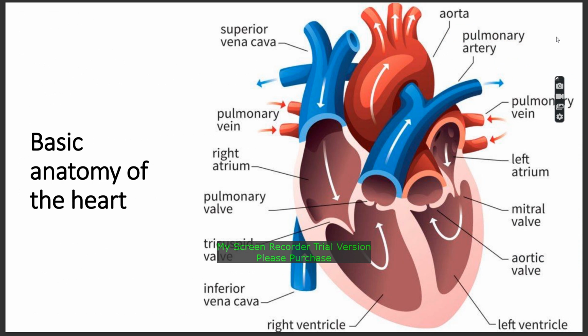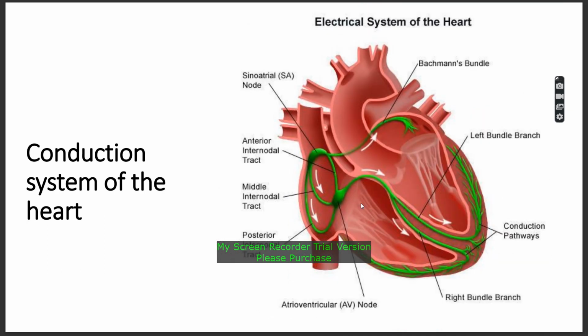So the basic anatomy of the heart, as you can see: this is the aorta, this is the superior vena cava, and this is the pulmonary artery. This is the pulmonary vein over here, and this is the right atrium and the pulmonary valve. This is the aortic valve, this is the aorta, and this is the left atrium. This is the left ventricle. Between these you find the mitral valve, right? This is the right ventricle, and this is the tricuspid valve.